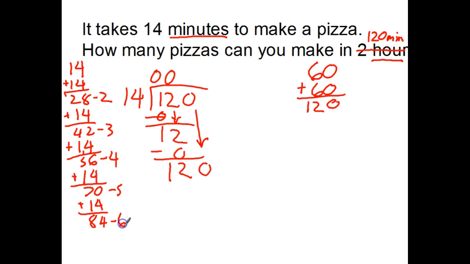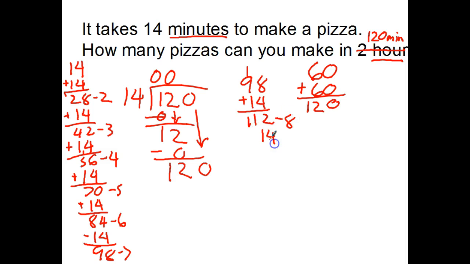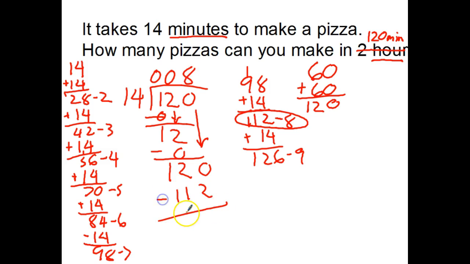84 for 6. Keep going. 98 for 7. Keep going. Just going to come over here. 98 plus 14 more. 112 for 8. Keep going. 126 for 9. Too much. So I want this one right here. 8 times 14 is 112. When I subtract, I get 8 left over.